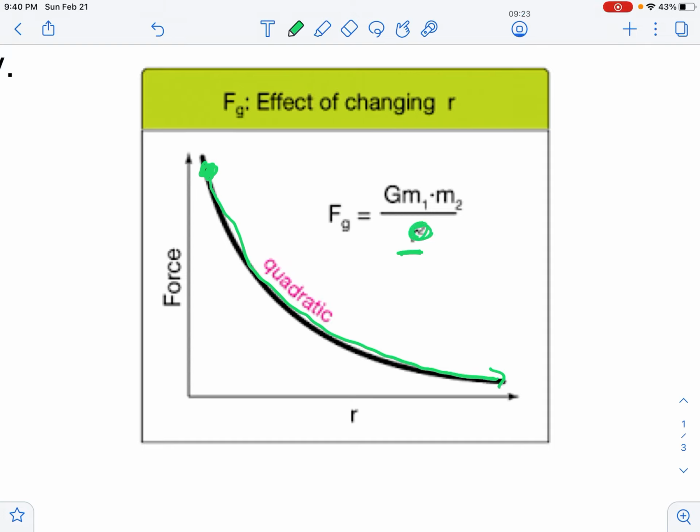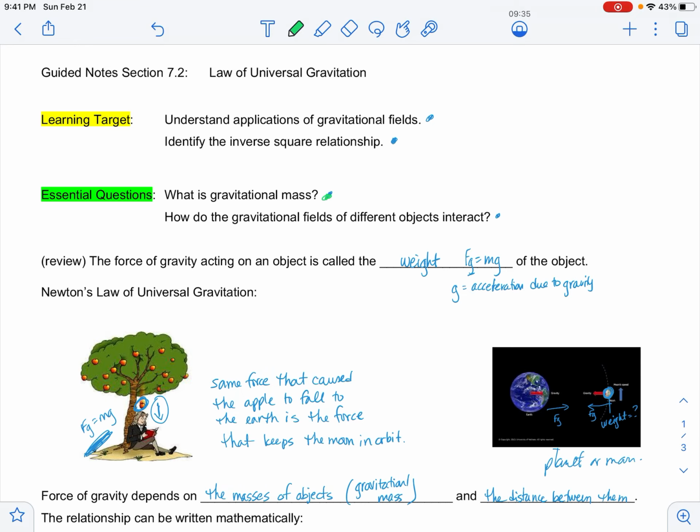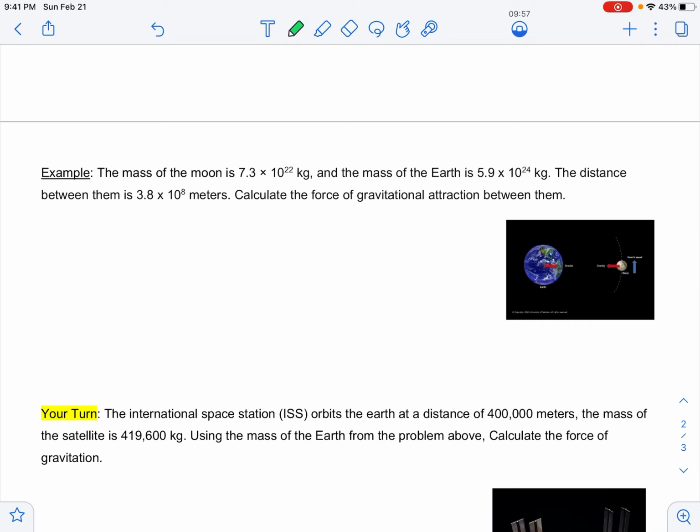All right, so let's go back and take a look. Gravitational mass, right? The amount of mass that's in the system that's causing the gravitational attraction. And how do these fields interact? Everything that has mass has a gravitational attraction. And so the fields get weaker and weaker and weaker as you get further and further from the object, but they're still going to be pulling on each other. Okay? So let's go ahead and do an example problem here so you can see how this works.